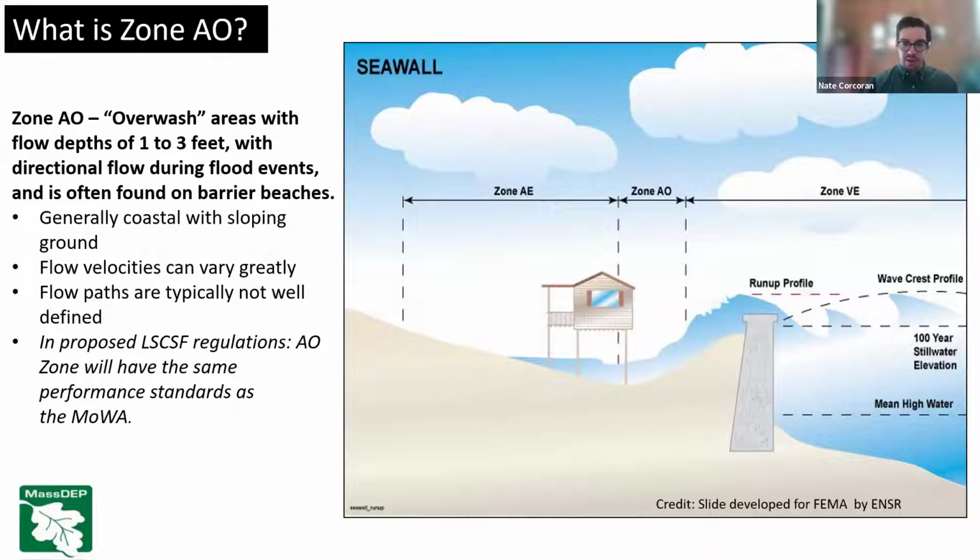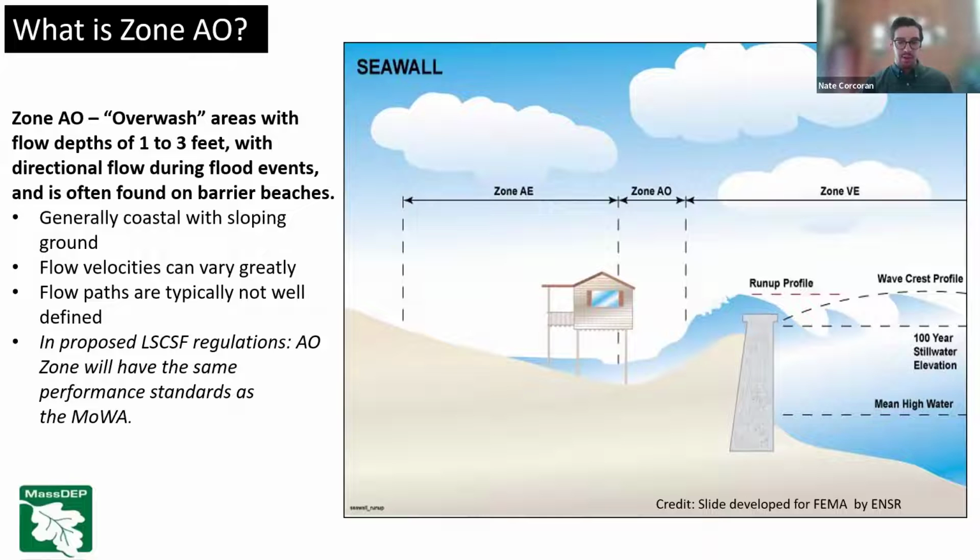So an AO zone occurs often on barrier beaches. So it's an area where the ground is generally sloped and it has water that flows with the depth and with the velocity. So you can see these, like I said, on barrier beaches. And here we have a depiction of what that looks like. So the waves go over, in this case, there's a seawall, and then it flows over that seawall and onto the sloping land. So something to look out for in areas with AO zones is channelization of flow.